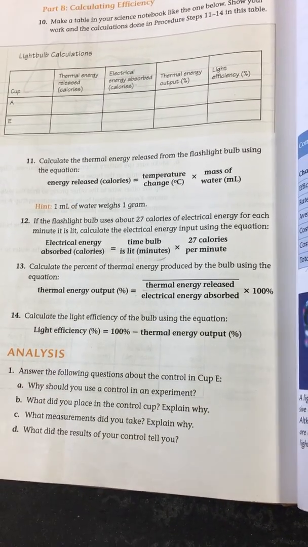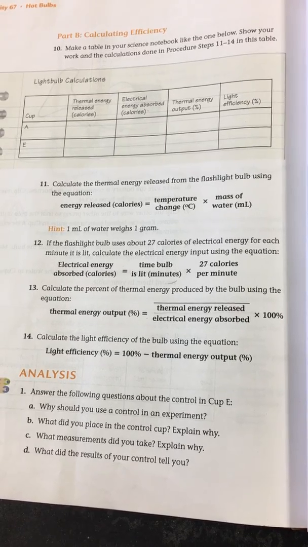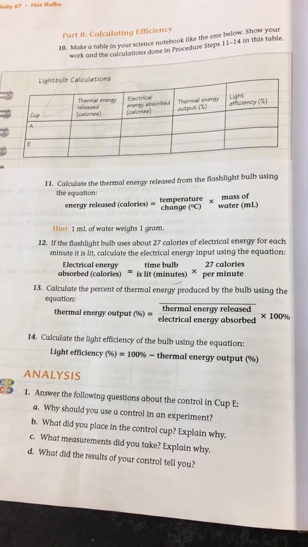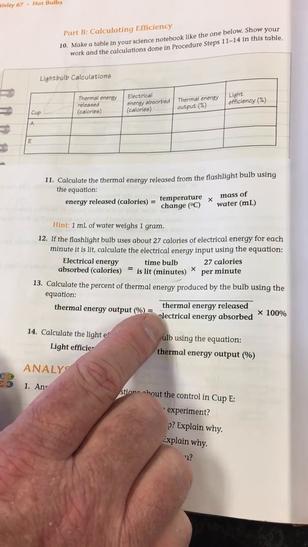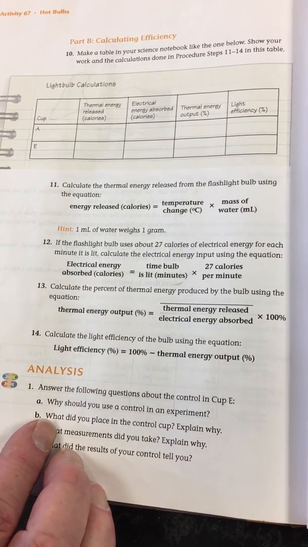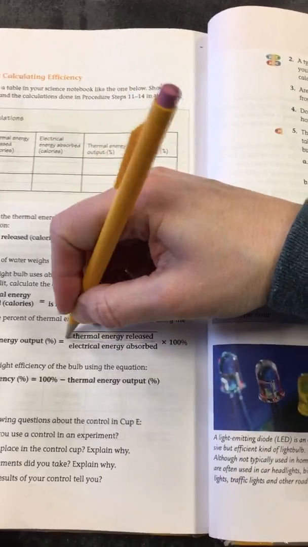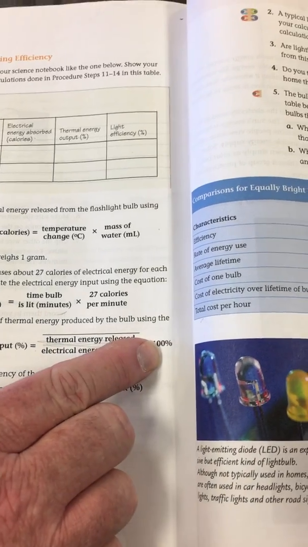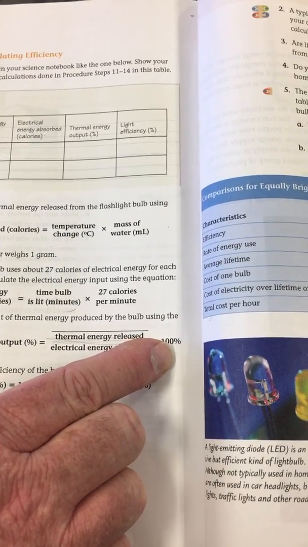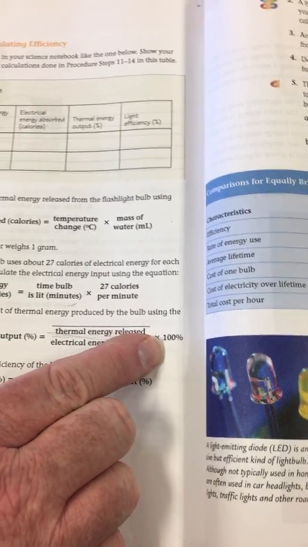Number 13, we are going to calculate the percent of thermal energy produced by the light bulb using the following equation. Thermal energy output in percent equals the thermal energy released divided by the electrical energy absorbed times 100. I know it has that percent sign there, but that's just letting you know that this number is a percent. Please do not multiply this by 100%. It is just times 100.